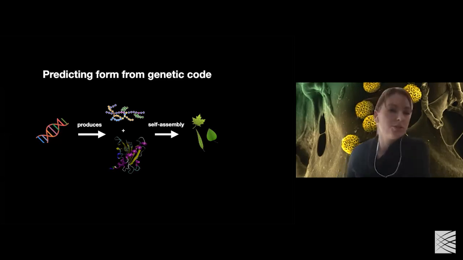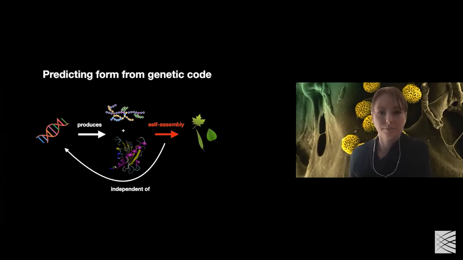I'm not interested in the first portion, that is other people's work that's very important. I am interested in the second portion, which is this self-assembly process. How in the world do you go from these raw materials of macromolecules to a final form of the biological system in a way that is completely independent of the genetic code? That's basically how I approach all of my systems and all of my problems.